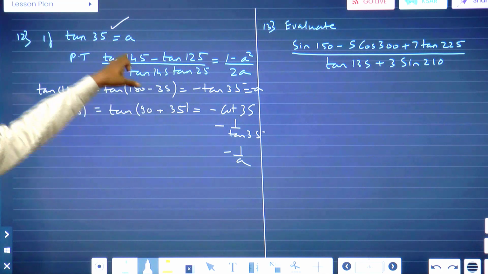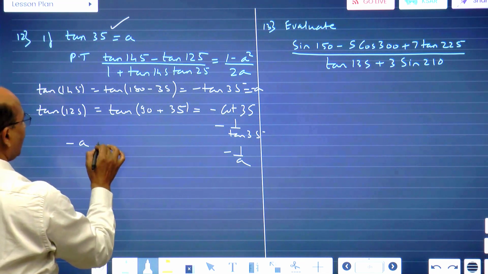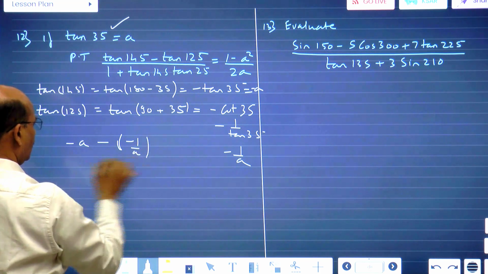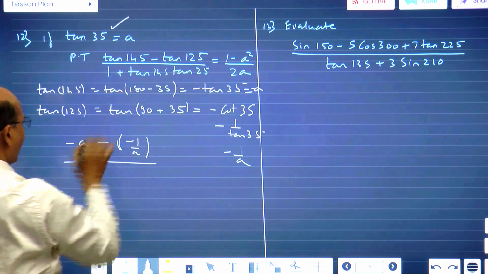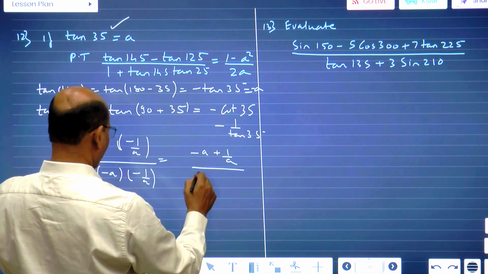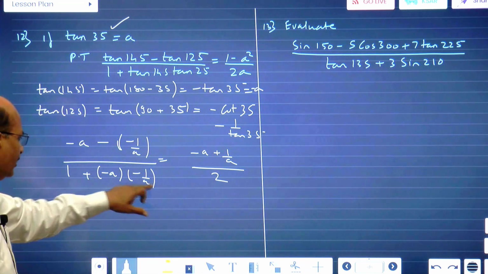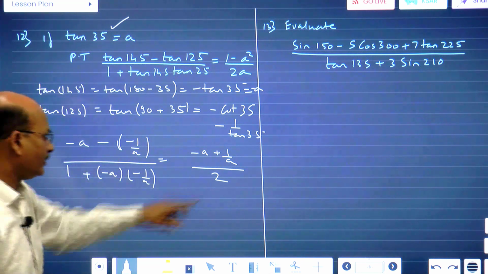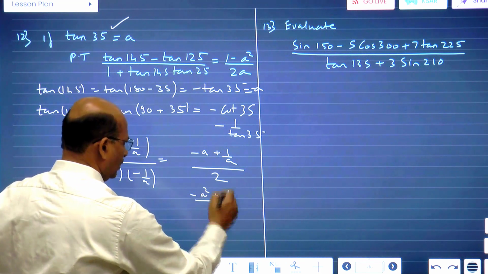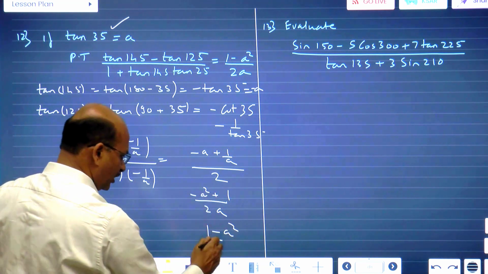So now take these two values and put in this. Tan 145 is minus A, minus tan 125 is minus 1 upon A, upon 1 plus tan 145 is minus A, upon this will become 1 plus 1, that is 2. A gets cancelled, so 1 plus 1 answer will be 2. Now if I find the LCM here, this will become minus A square plus 1, this A will come down, will be 2A, so answer is 1 minus A square, just rearrange it, upon 2A.